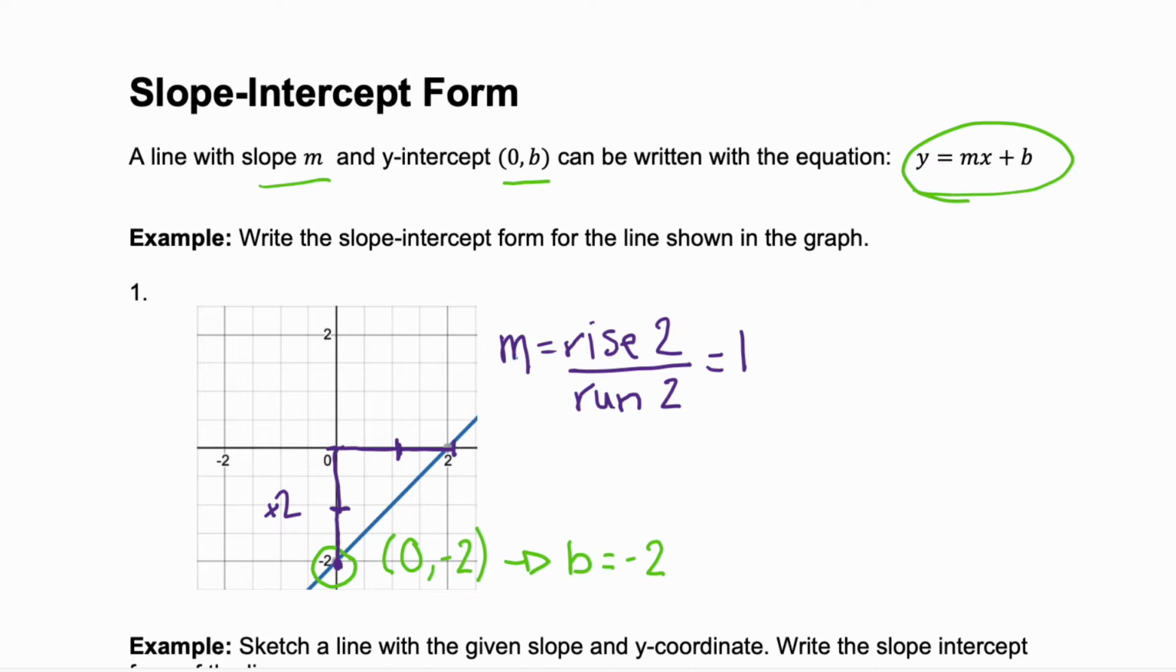Now that we know m is 1 and b is -2, we can substitute those in to y equals mx plus b, giving us y equals m, which is 1, x, plus b, which is -2. Then we can simplify. So y equals, remember we don't need the 1 in front of the x, it's implied, so just x, and plus a negative is just -2. So the equation for this line is y equals x minus 2.